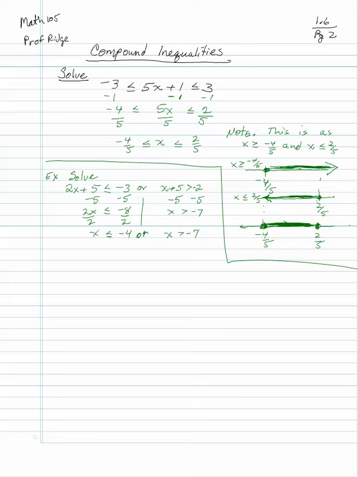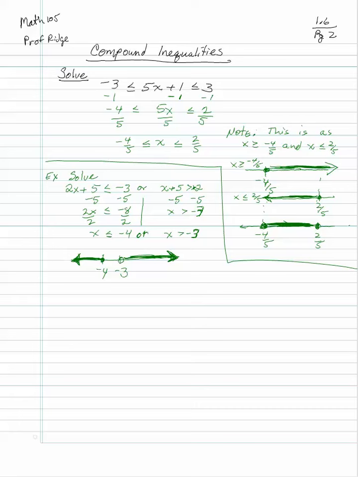For the second inequality, I'm just going to subtract 5. Oh, you know what? I wanted this to be positive 2. So this would be 2 minus 5 is negative 3, so x is greater than negative 3. Now I'm going to graph this on the same number line. You go to negative 4, solid dot, shade to the left. Then I'm going to go to negative 3, open dot, shade to the right. And that's the solution set.